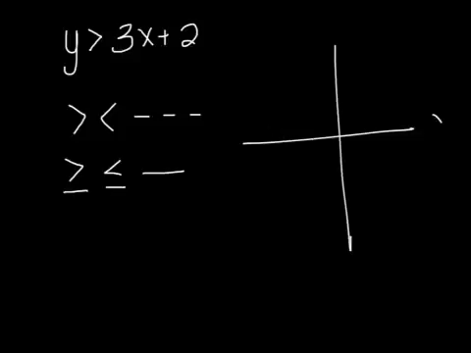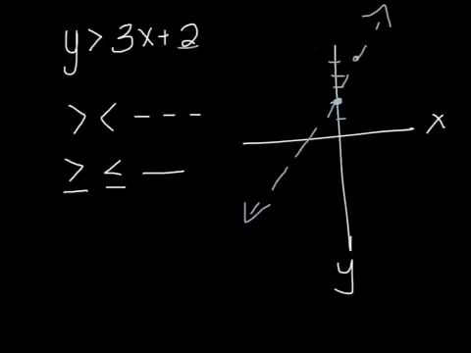So this first one is in basic y equals mx plus b form. This is my y-intercept, so at 2, I'm going to draw a dot. Then I'm going to go up 3 over 1, up 3 over 1, and I'm going to draw a dotted line through those points.